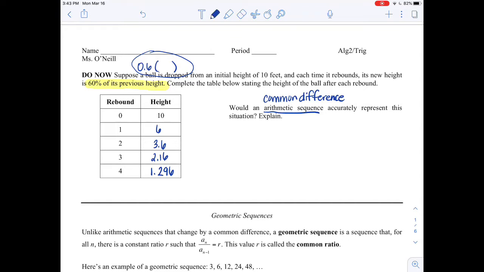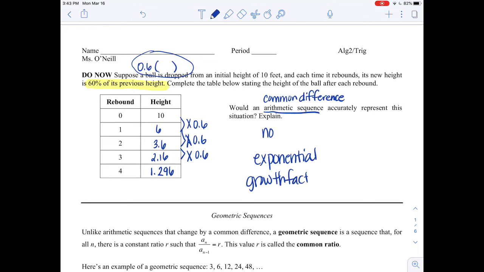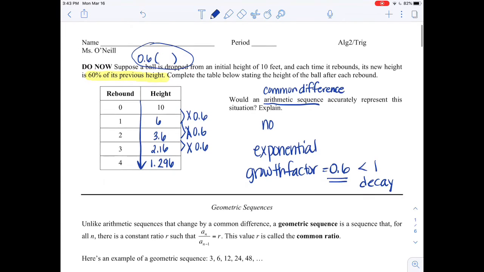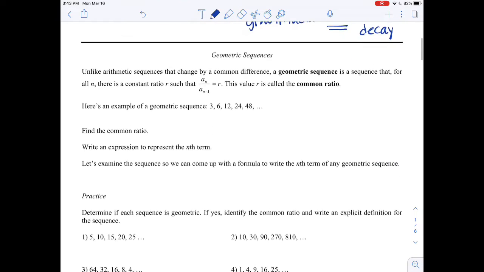If you think about the way I just mentioned how I constructed this, I'm constantly multiplying by 0.6. The fact that I'm multiplying by a constant growth factor, that should sound familiar to you, is the reason why this is not an arithmetic sequence. It's actually exponential. And the growth factor is 0.6. Hopefully that reminds you of when we did exponential functions: the fact that this is less than 1 means this is decay. You can see right here in the table, as we go down the table, the values are getting smaller. That's just to connect back to stuff we talked about before.